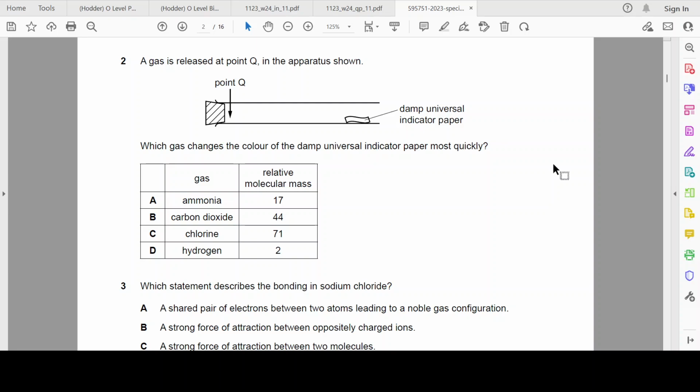Can you explain the question? Can I explain the question? So this is obviously an experimental setup. And in the qualitative analysis, the last chapter that we did, there were tests for certain gases. Now this is actually bringing in two different concepts. One is the qualitative analysis. So which gas will cause the damp indicator paper to change color? That's the qualitative analysis part.